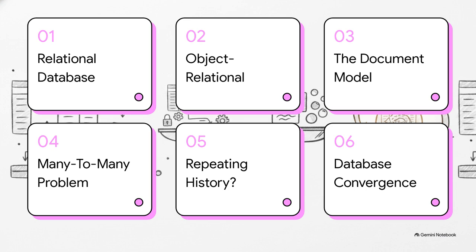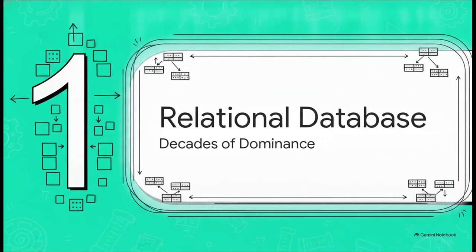Okay, here's our roadmap for this explainer. First, we'll look at the relational database standard. Second, the object relational mismatch. Third, the document model solution. Fourth, the many-to-many problem. Fifth, we'll ask, are we repeating history? And finally, number 6, the great database convergence. Let's jump in.